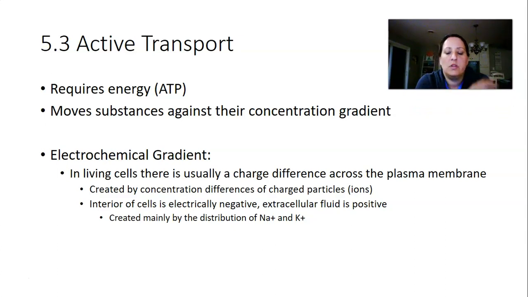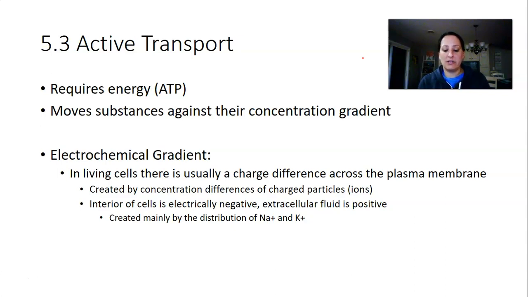All of those were passive processes, which means that ATP was not required, just a gradient, a concentration gradient across the membrane. Okay? Now, active transport is the complete opposite. So active transport is going to require ATP energy. And now we're going to move substances up their concentration gradient or against their concentration gradient.